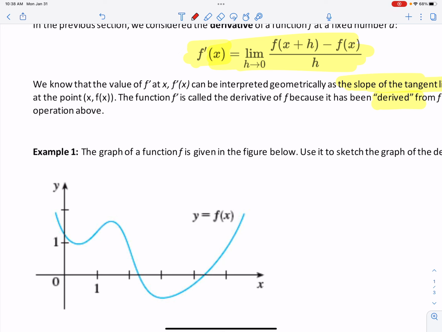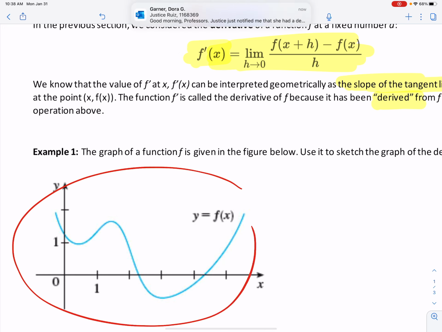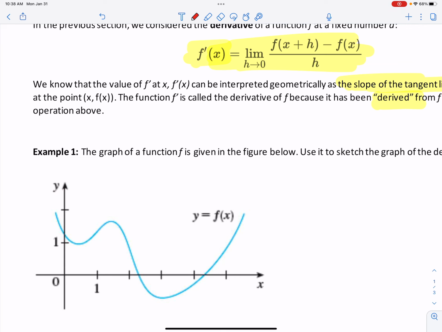And I want to use this to sketch the graph of the derivative. Now you have two options. You can either use this same graph and graph over the derivative, or if you want, you can draw a separate graph for the derivative. It's up to you, okay? I like to use the same graph, but feel free to make a separate graph if it confuses you having two graphs on one, okay?